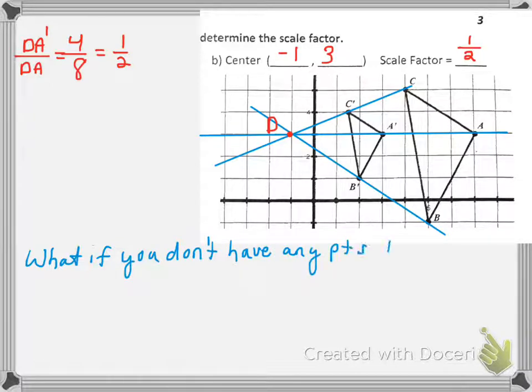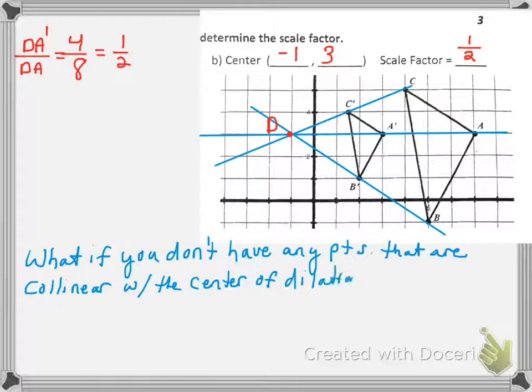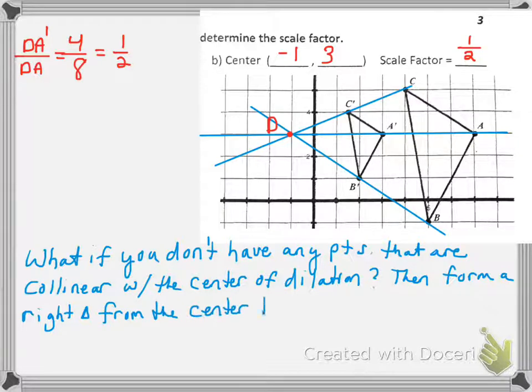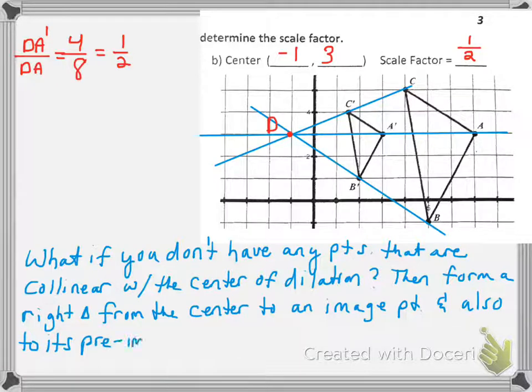So I said a moment ago, what happens if you don't have any points on your figure that are collinear with your center point of dilation? Our next example that I'm going to show you is E, because you're doing homework problems C and D for number 5. And I'm going to show you how we do this, where we form a right triangle. In this example that you're seeing right here, on example B, I could have used a right triangle from D to C prime and from D to C. And I could have done the same thing from D to B prime and D to B. Whichever one of those I chose, I would still get the same ratio once I reduced it.